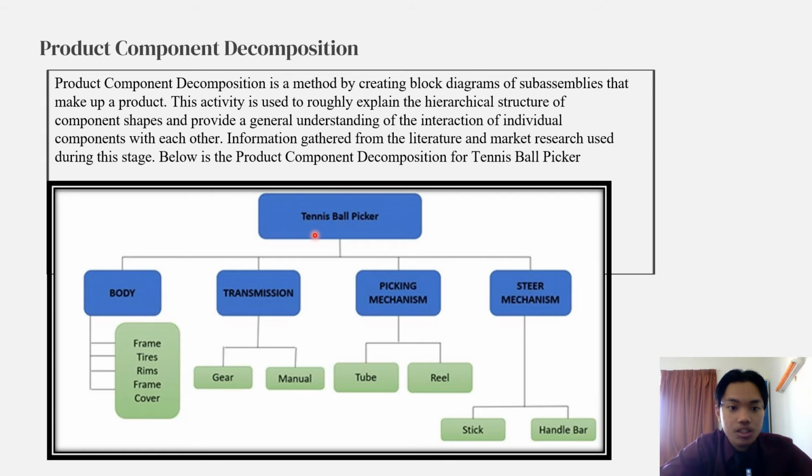So the tennis ball picker has 4 parts, which are body, transmission, picking mechanism, and steer mechanism. The body has a frame, tires, rims, and frame cover. The transmission has gear and manual. The picking mechanism has tube and lead. And the steer mechanism has stick and handlebar.